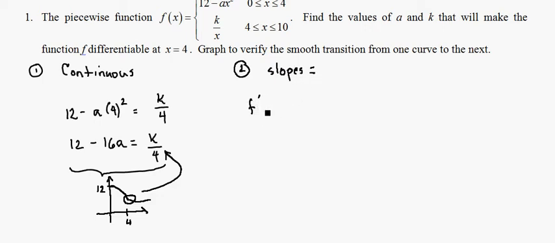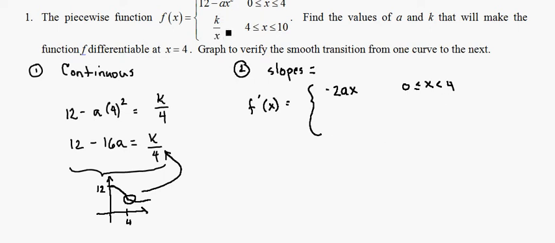So for that, what I'm going to do is take the derivative of this function. Now keep in mind that both k and a are constants. So the derivative of 12 is 0, and the derivative of negative a times x squared, we're going to take that 2, bring it down, multiply it by the negative a, and we're going to get negative 2a times x to the first. I'm going to actually leave off the 4 right now.